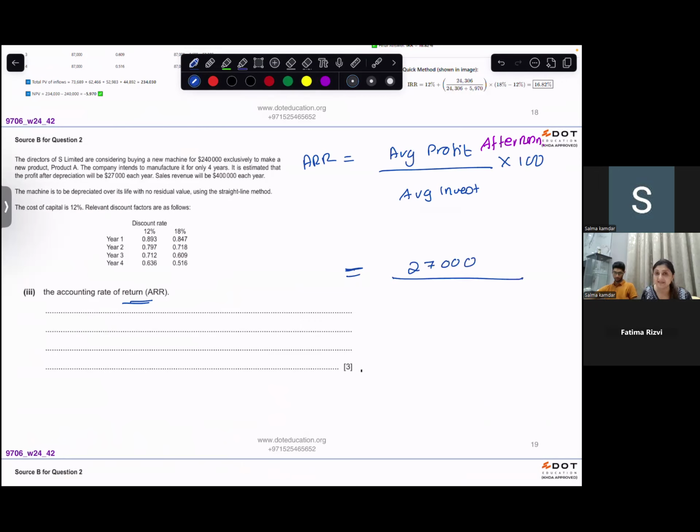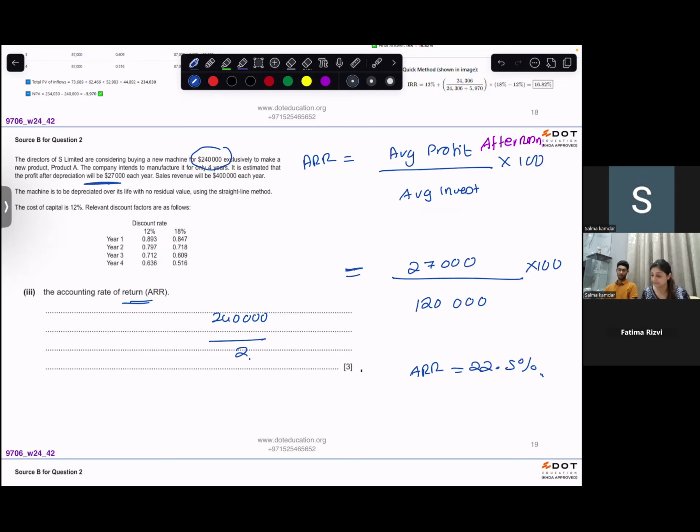How about the average investment? It is your cost, 240,000 divided by 2, which is 120,000. So average profit is 27,000, average investment is 120,000, into 100. Your ARR is 22.5%.